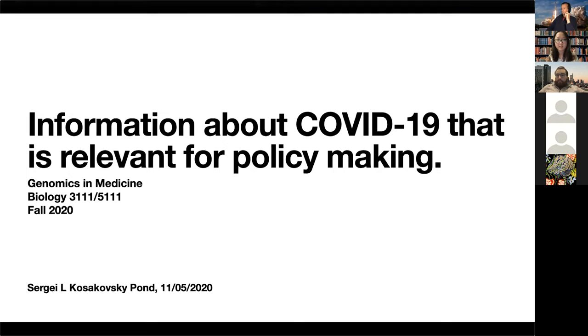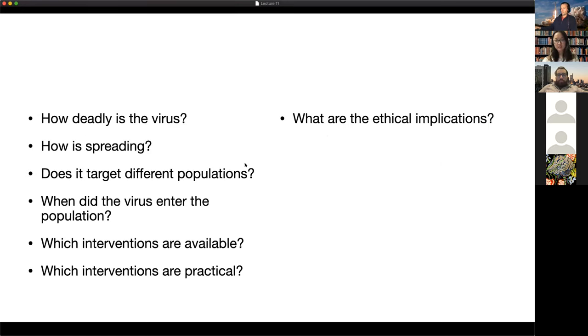Today, I'm basically going to go through a couple of papers that point you in the direction where you might want to look for information related to COVID-19 and SARS-CoV-2 that is relevant for policymaking. So this is looking more towards what you might want to look into as you think about your project. There are lots of questions we've discussed.